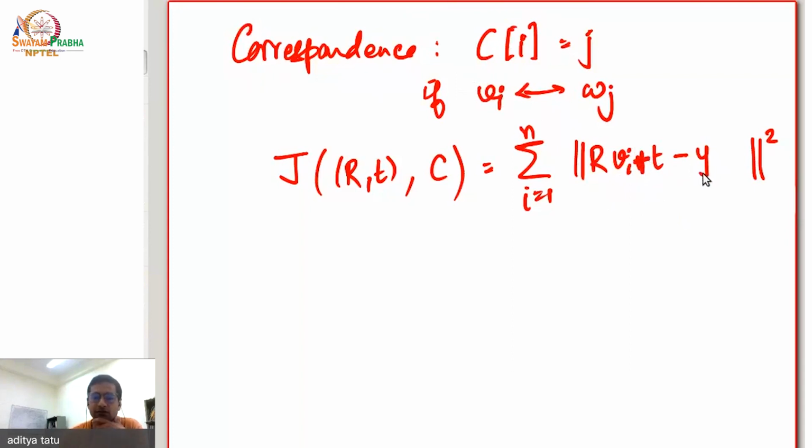Plus t minus y of, sorry, again this should be w. W of what? What would be the corresponding vertex to vi given this C? Clearly, it should be C of i. Right? C of i gives me the index of the vertex in the second shape, and the vertex is given by W of that index. Hope this makes sense.